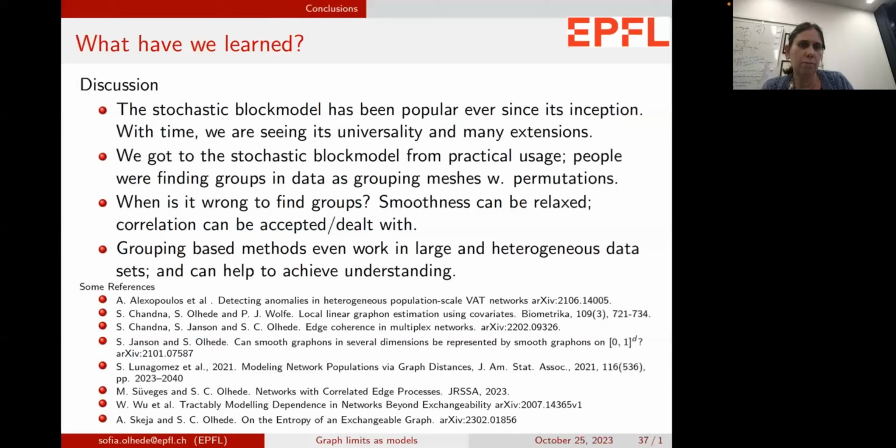And that sort of brings the argument that methods which are based on grouping even work in very heterogeneous and very large networks and data sets, and can help us to achieve a simplified understanding of how different systems interact. So hopefully that brings me to the end, and I wonder if anyone has questions.